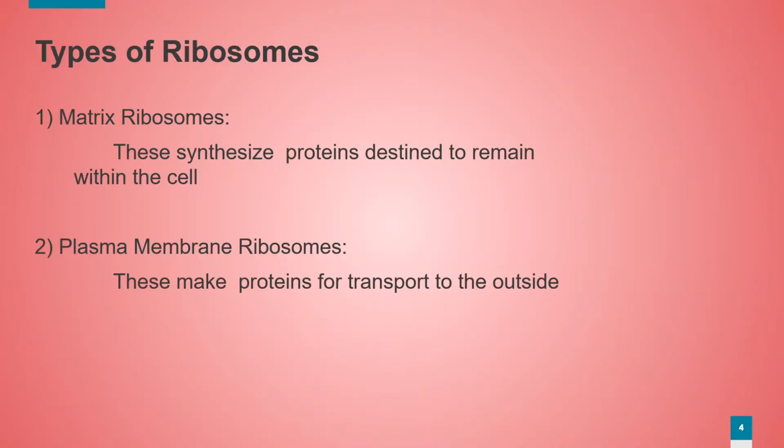Types of ribosome. Matrix ribosome synthesizes protein destined to remain within the cells. And the second one is the plasma membrane ribosome. This makes protein for transport to the outside.